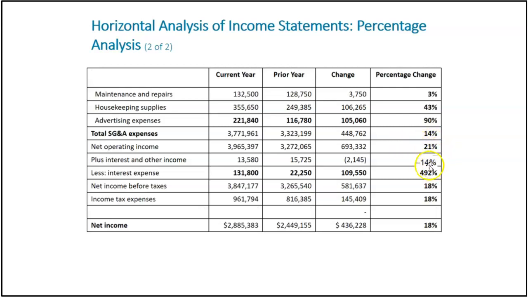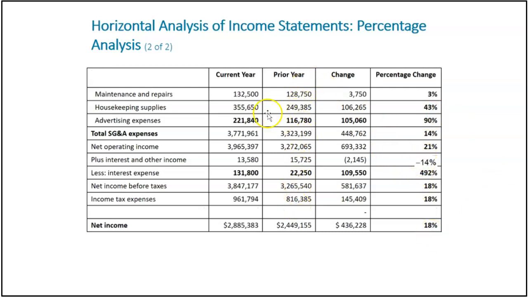Okay, we've got some interest here. This is interest income. That's interest expense. Interest expense really went up. We had $22,000 last year, but this year we've got $131,000. But remember, we had more long-term liabilities, right? But it looks like it paid off because we've earned another $436,000 in net income, and that's an 18% increase overall in net income. So that's what the horizontal analysis tells you.